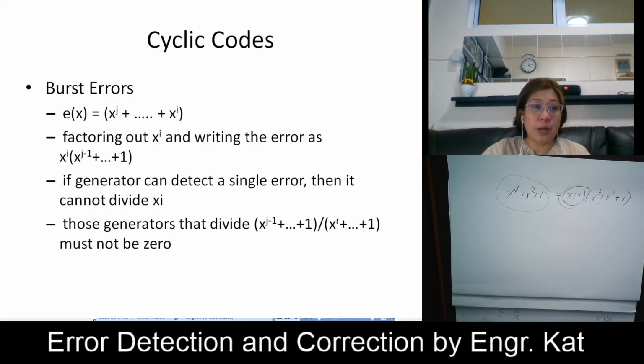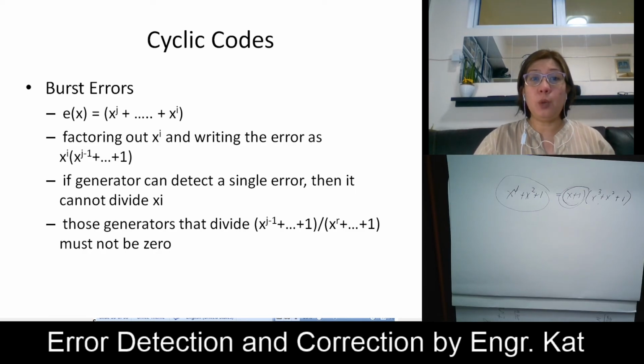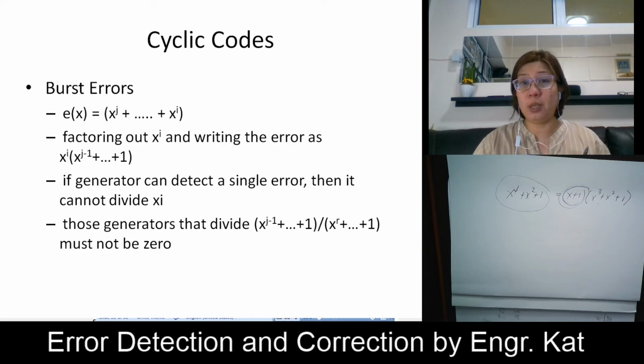How about burst errors? Okay, so burst errors is considered as the most important of all. Burst error is given by e of x equal to x raised to j plus x raised to i. So what is the difference between the burst error and the two isolated bit error? The burst error can have two or more terms, while the two isolated single bit error can only have two terms. Okay, so that's the difference of the two.